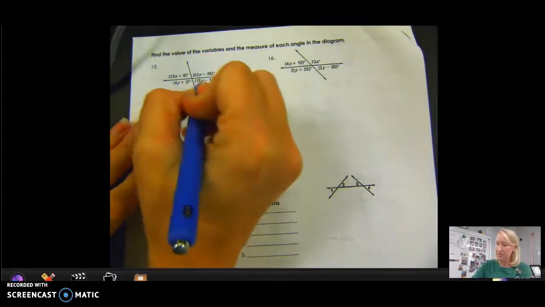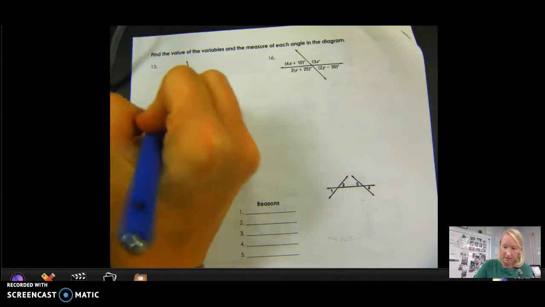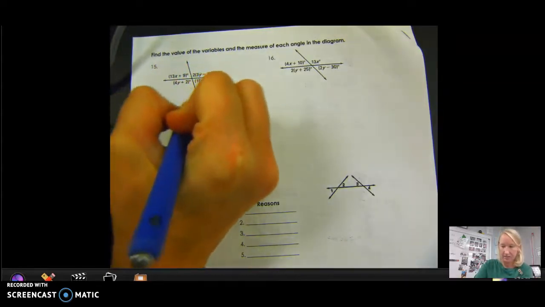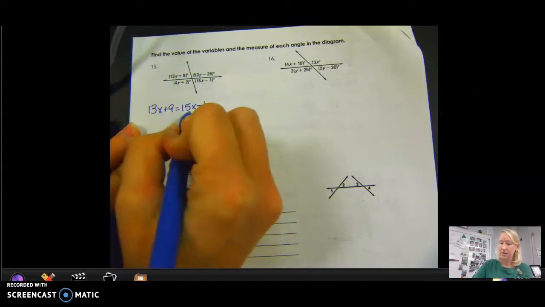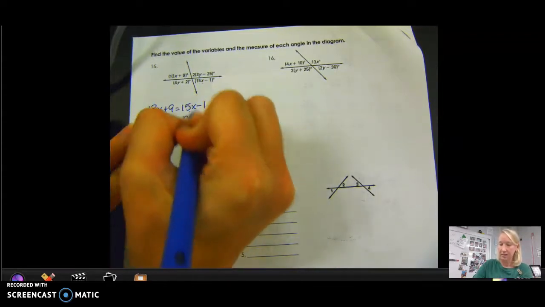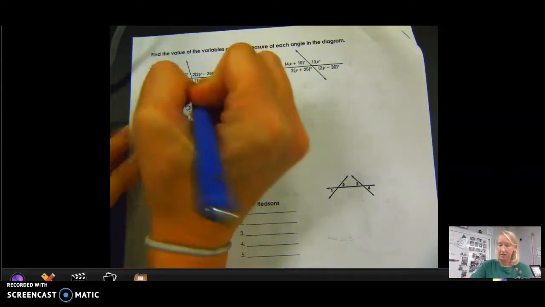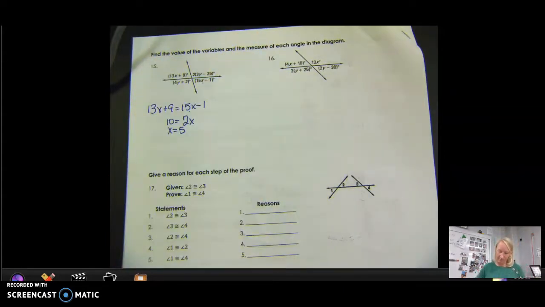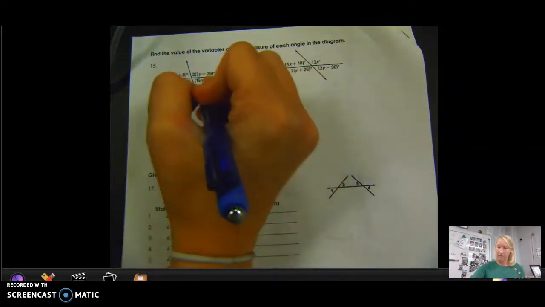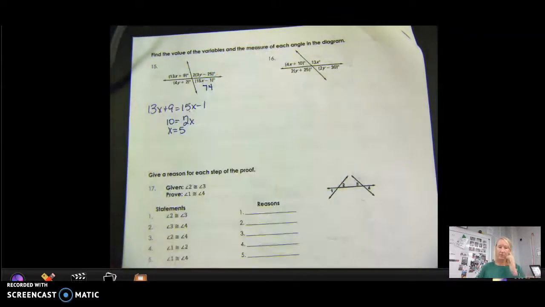First one, we are going to set this equal to this, so 13x plus 9 equals 15x minus 1. I'm going to subtract 13x, so I get 2x. I'm going to add 1, so 2x equals 10, so I get x equals 5. I'm going to plug 5 in. I'm going to do 15 times 5, which is 75, minus 1. That gives me 74.